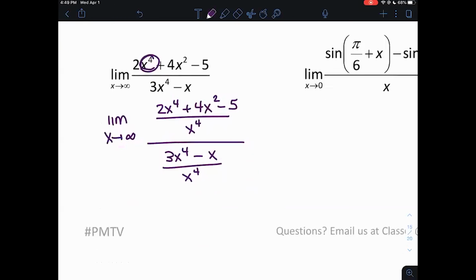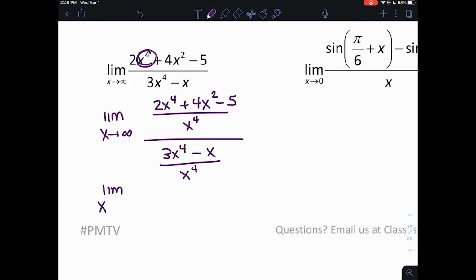When you do that, this simplifies really nicely to the limit as x approaches infinity of 2 plus 4 over x squared minus 5 over x to the fourth, over 3 minus 1 over x cubed. And now we can go think about substituting in that value of infinity. When we have a constant over x where x equals infinity, that follows the model of a rational parent function.